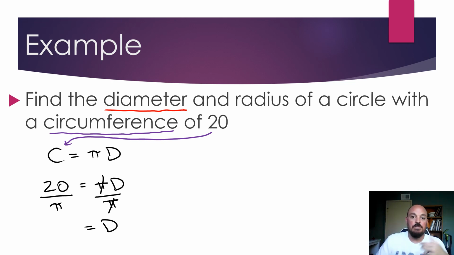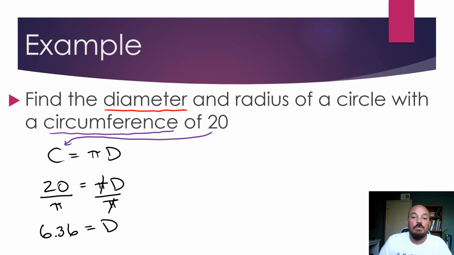And again, I'll just go to a calculator for that. So I will do the work one more time. And that one comes out to about 6.36. 20 divided by pi is about 6.36.